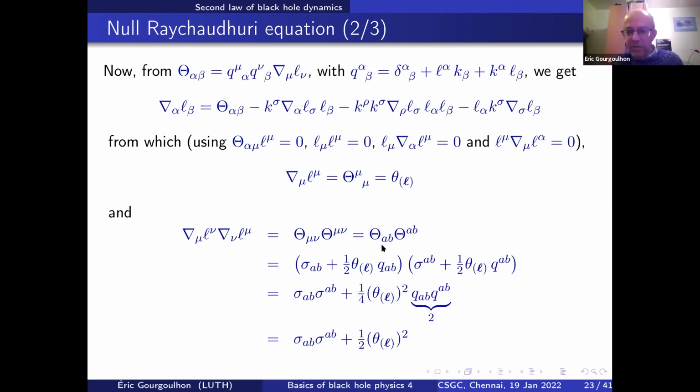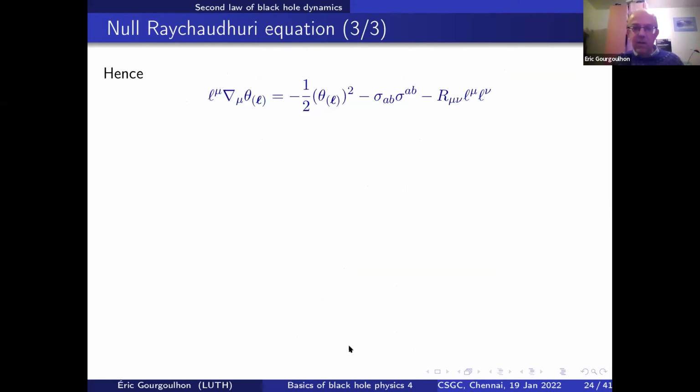So now in this term, I can let the shear tensor appear. I replace theta by the shear part and the trace part. Each of these gives a square of a shear here, and at the end, because this is a two-dimensional metric here, I have simply this term. So I get this simple expression.